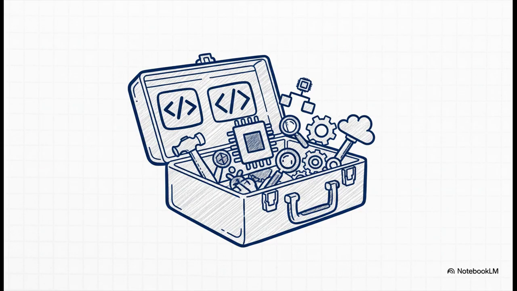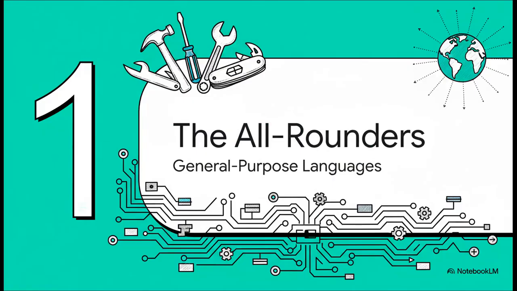Okay, so here's the secret to making sense of it all. The best way to think about this is to stop calling them languages for a second and start calling them tools. Imagine a programmer has this big toolbox. Just like a carpenter or a mechanic, they can't use a hammer for every single task. They've got to have the right tool for the right job. All right, let's look inside this toolbox.